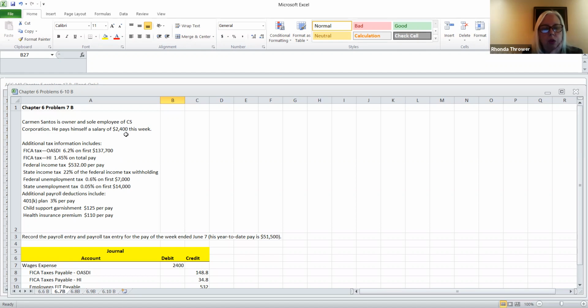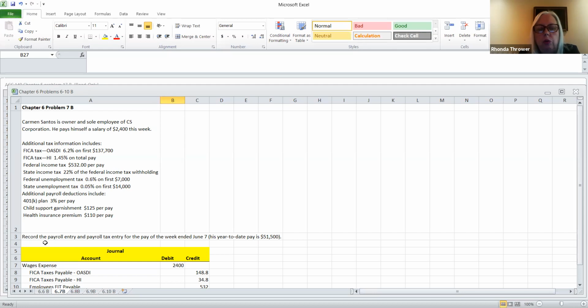The additional payroll deduction includes a 401k plan where he contributes 3% of his pay for the week, which was $2,400. You'll have to find the amount for the 401k plan deduction. He also has to pay child support, and so he gets that deducted out of his paycheck. And then he also buys a health insurance premium, and he gets that deducted out of his paycheck too.